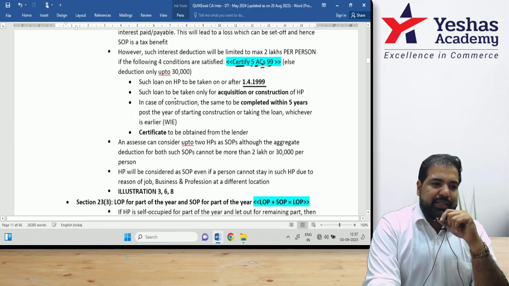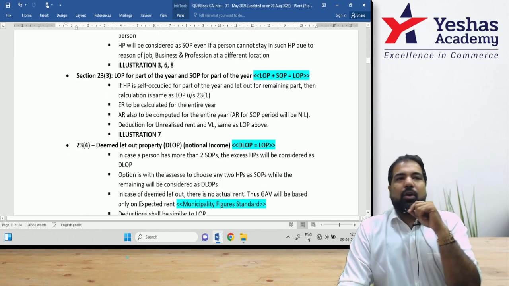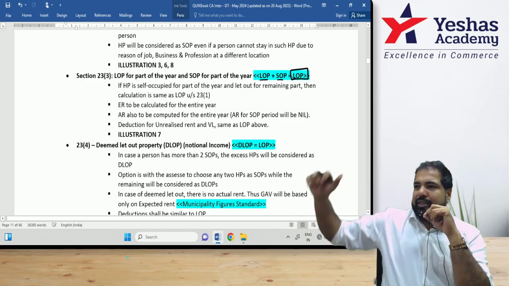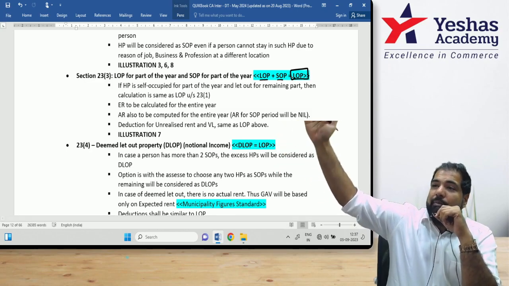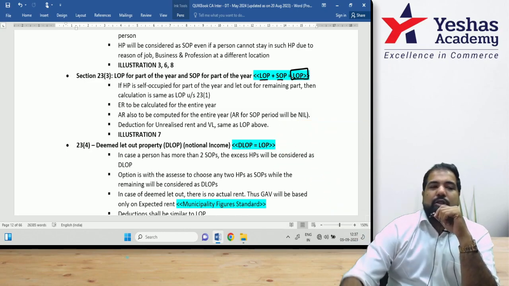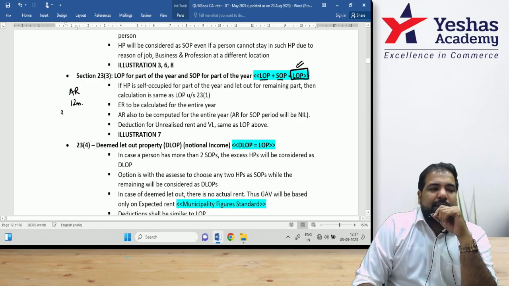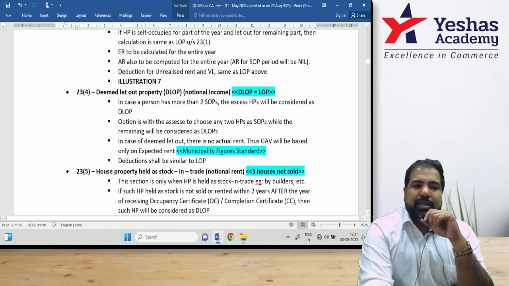Are we okay with this, guys? Yes, you can have 2 houses, everything is given here. Nice, guys. Can there be a house that is LOP for part of the year? Part of the year, what will you take it as? All the calculations, guys. Will you minus municipal tax? Yes. How much interest reduction? Unlimited interest, because you will only do LOP. And whenever you take AR, guys, you will always take it for how many months? And the 3 months that you stayed, how much will you take it as? 0. Are you remembering this, guys? Yes. This is LOP plus SOP.